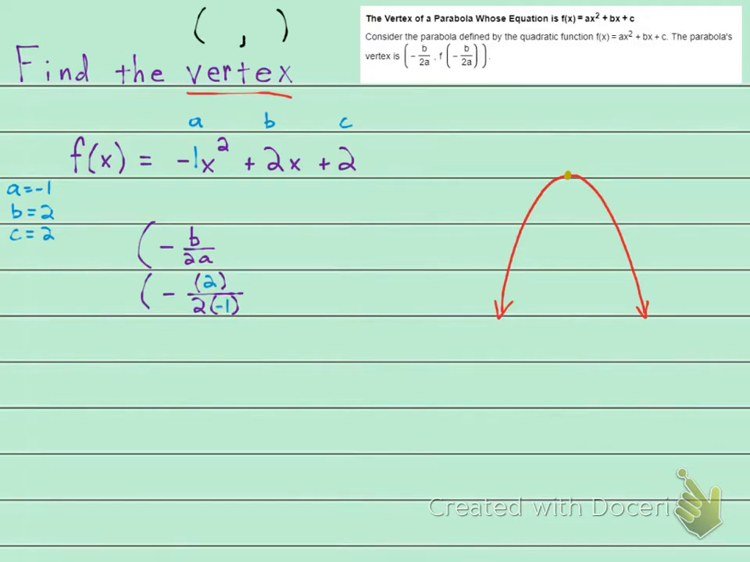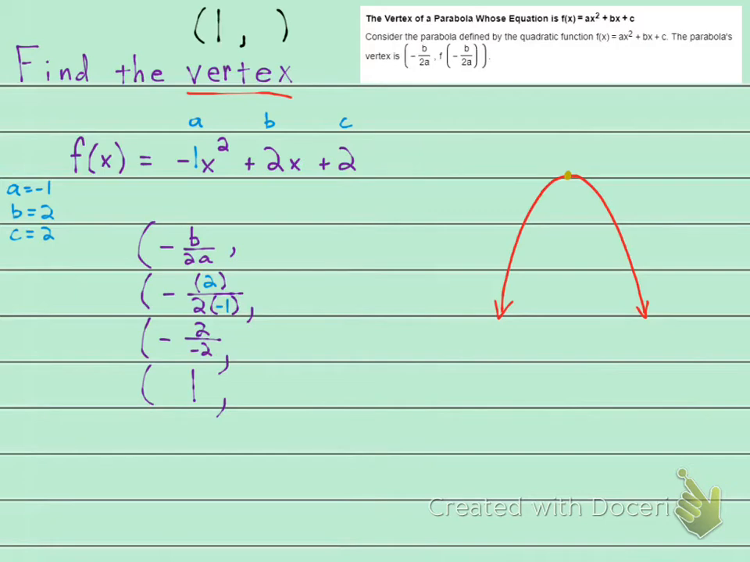So what I have is -2 over 2 times -1, which is -2. So the opposite of a negative, two negatives, is going to give me a positive. And 2 over 2 is going to reduce down to 1. So the x part of my vertex is the number 1. Okay, I'm going to come and put that in my answer up at the top. 1.